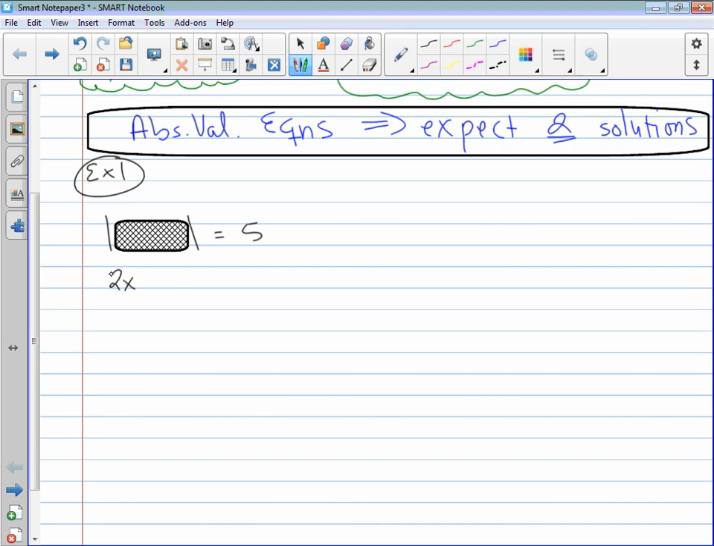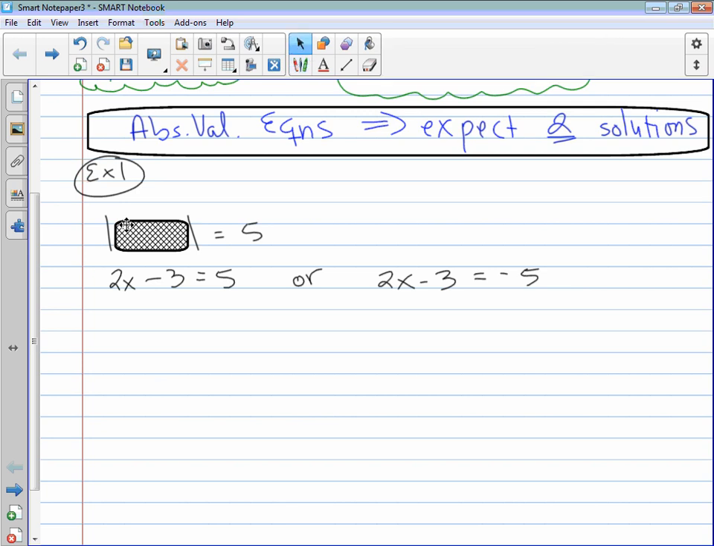2x minus 3. We said it can either equal 5 or 2x minus 3 could equal -5. We just said whatever's behind this block could either equal 5 or it could equal -5. Well, what was behind the block? 2x minus 3. So all we got to do is set up two equations. One where 2x minus 3 equals 5, and the other one where 2x minus 3 equals -5. You can do that, you're 75% of the way there.